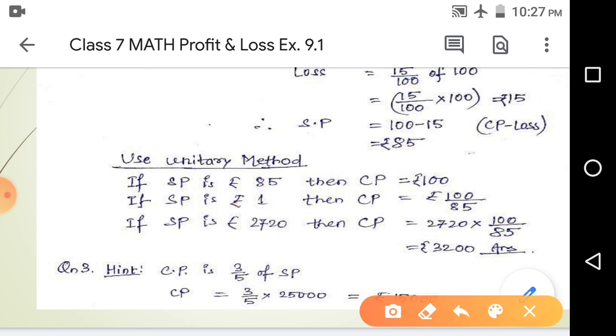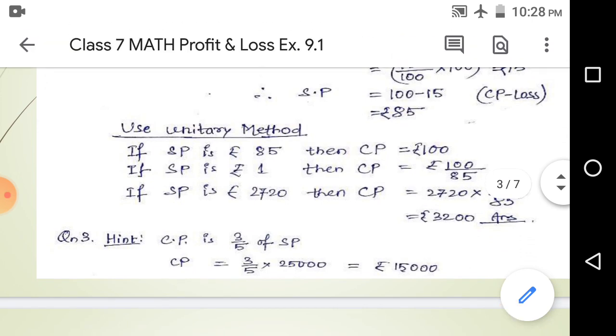Now we have the given condition: the SP, that is the selling price, is 2720. Then the cost price is what we have to find out. This cost price is equal to 2720 into 100 divided by 85. If we solve this, we'll get 3200 rupees as the answer. Now for question number 3, only the hint is given.